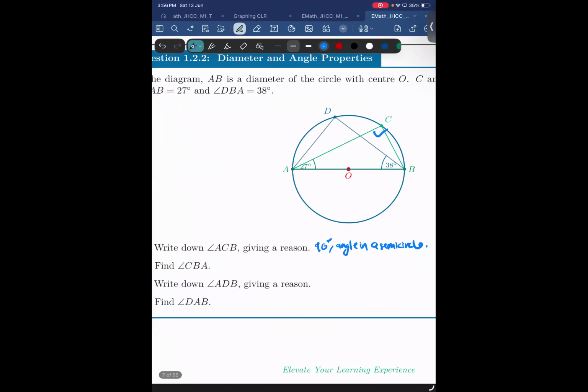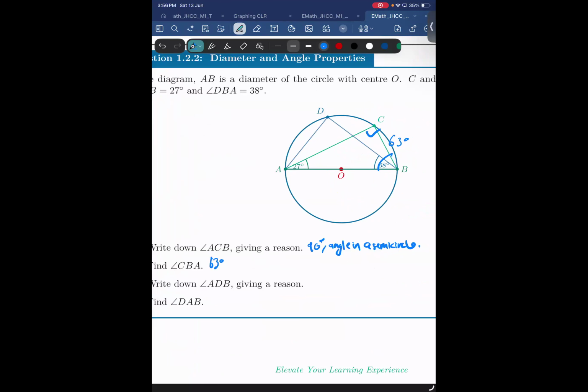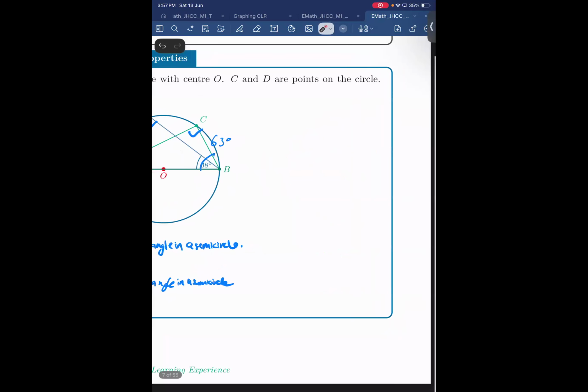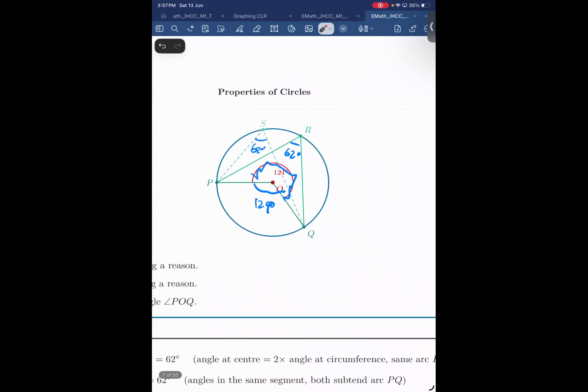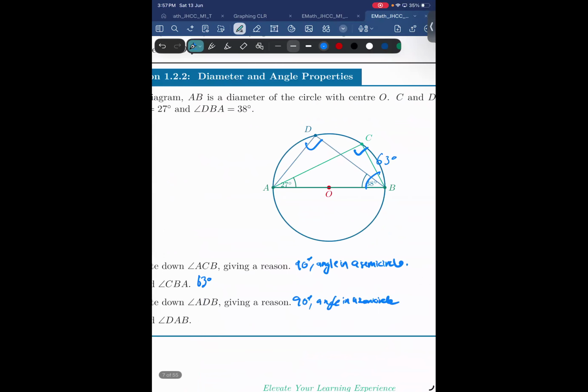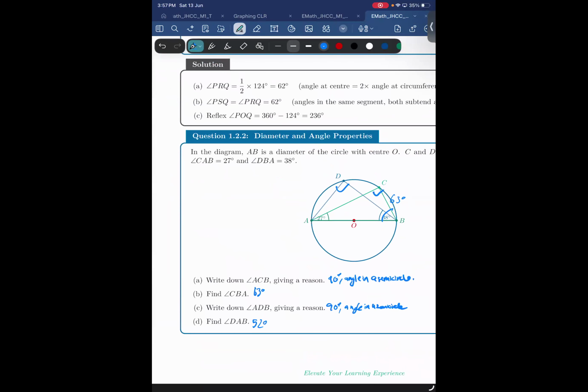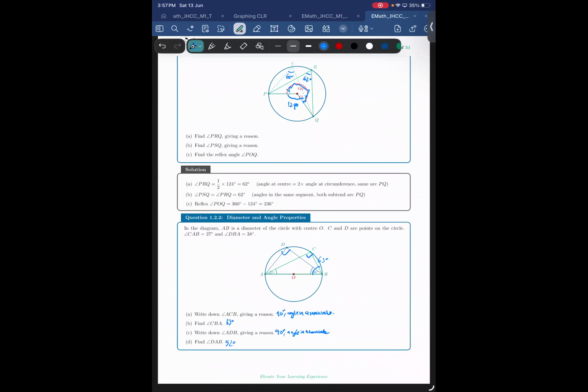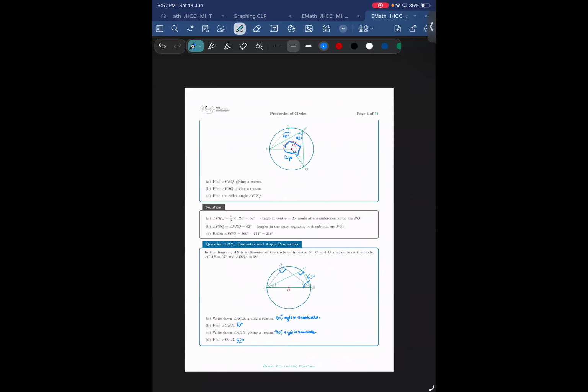Then the other one is also very similar. Angle ADB is going to be 90 degrees as well because of the angle in a semicircle. Then lastly, angle DAB is going to be 180 degrees minus 38 minus 90, which is 52 degrees. Angle in a semicircle is one of the easiest properties to spot. Once you see a triangle with the diameter being the hypotenuse, you can definitely use this already.